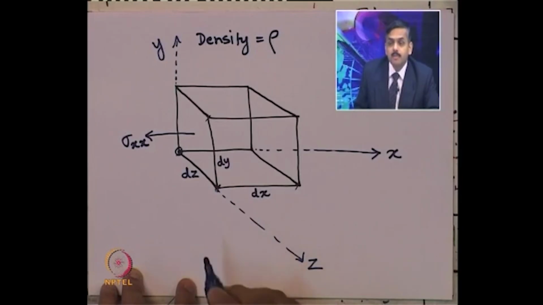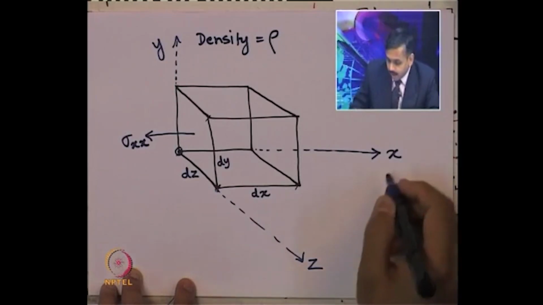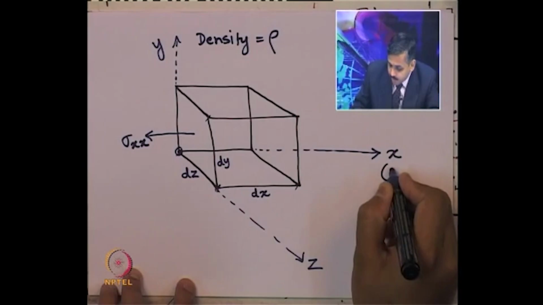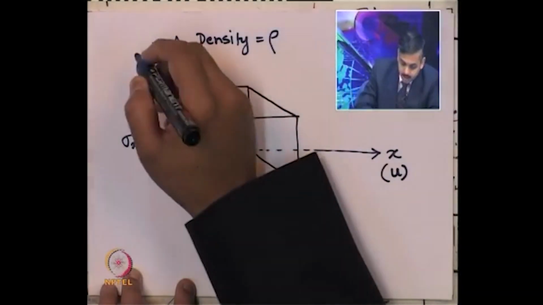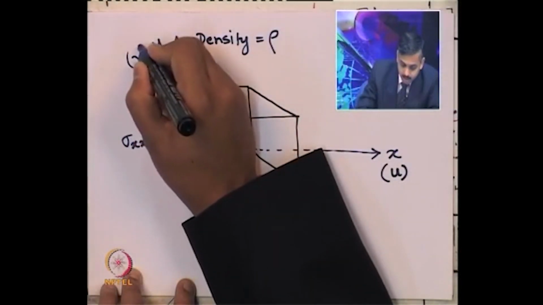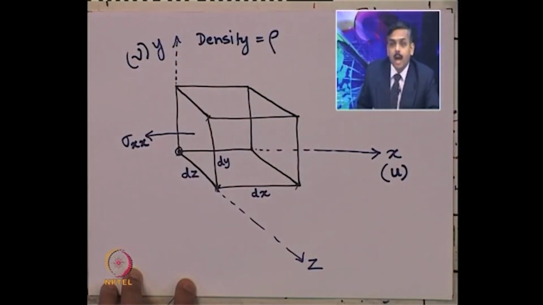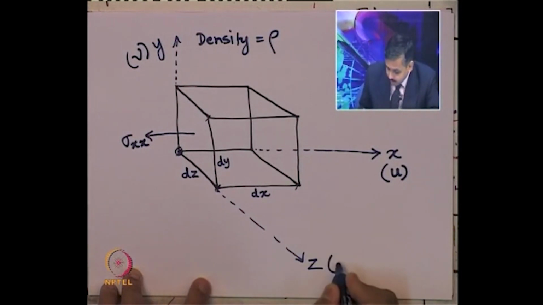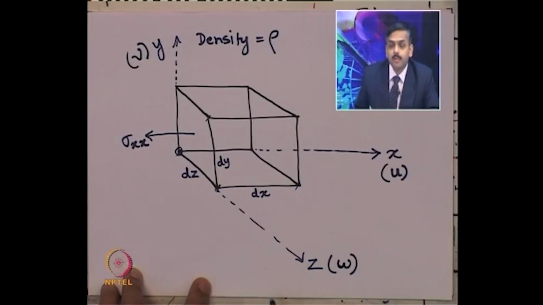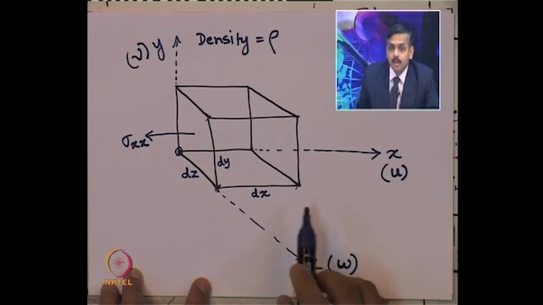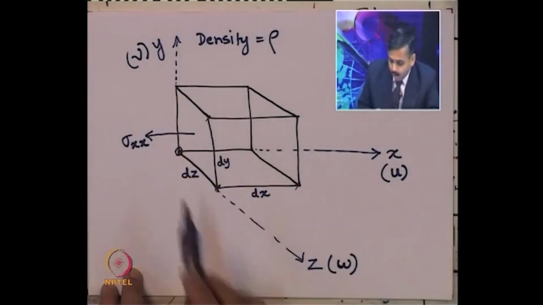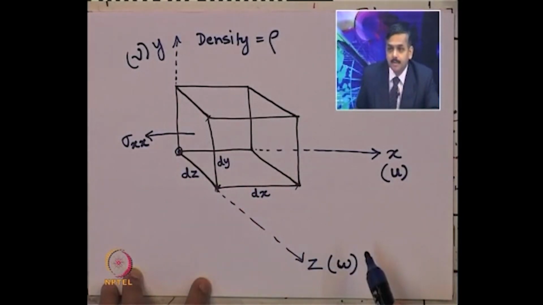Corresponding displacements also let us define. In x direction, let us say displacement is denoted as u. In y direction, let us say displacement is denoted as v, and in z direction displacement is denoted as w. u, v, w are the corresponding displacements in the direction of x, in the direction of y, in the direction of z. Fine.